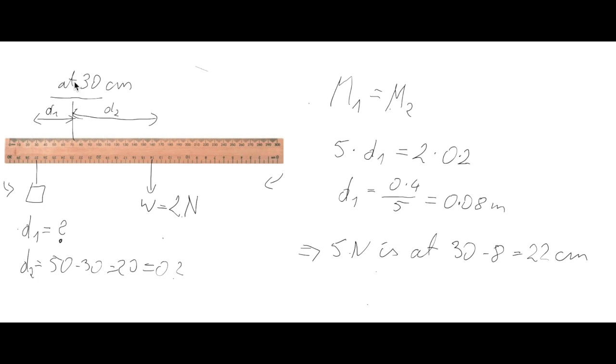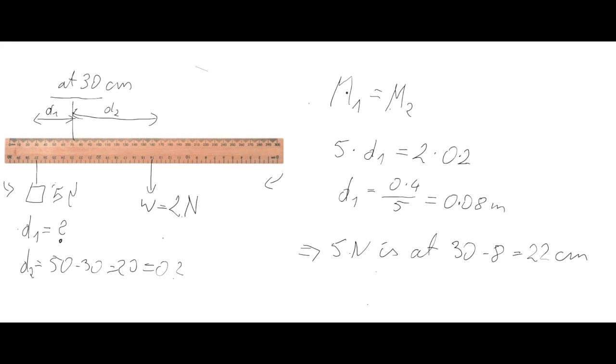For the next part of this question, we are looking at a slightly different situation where the ruler is suspended at 30 centimeters. And the question is asking us to find the distance where the weight of 5 newtons needs to be hung so that the ruler remains in balance. Okay, so I noted that I'm looking for distance d1, which is the distance between the force of 5 newtons and the suspension point. d2, we know, is the distance between where the weight of the ruler is applied and the suspension point. So that distance will be 50 centimeters minus 30 centimeters. That's 20, and in meters, 0.2.